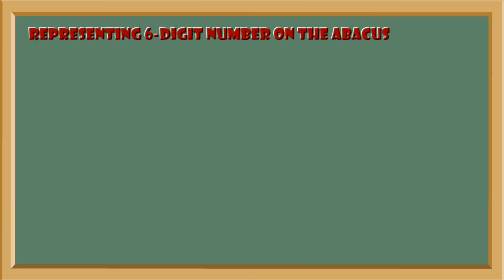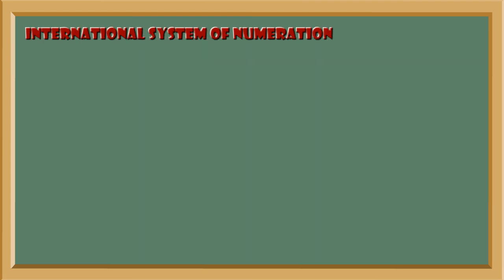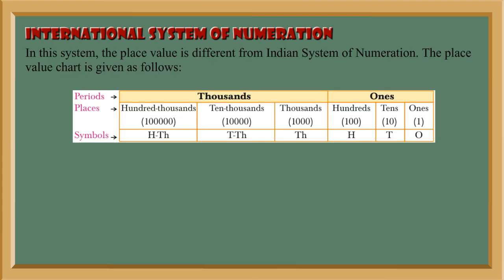Representing a 6-digit number on the abacus. Example, represent 4,20,753 on the abacus. International system of numeration. In this system, the place value is different from the Indian system of numeration. The place value chart is given as follows.